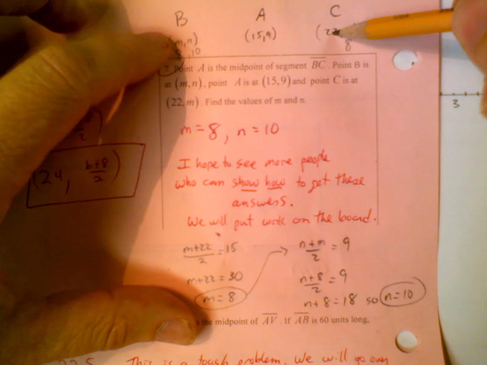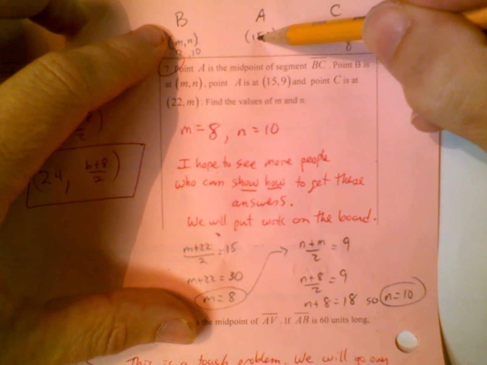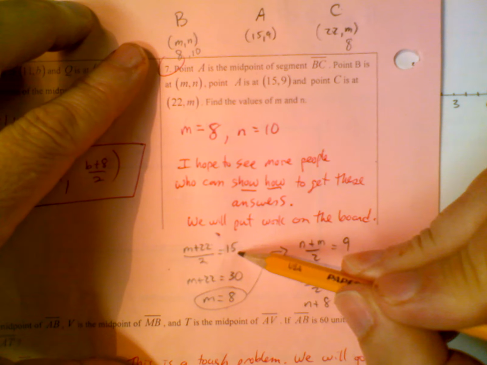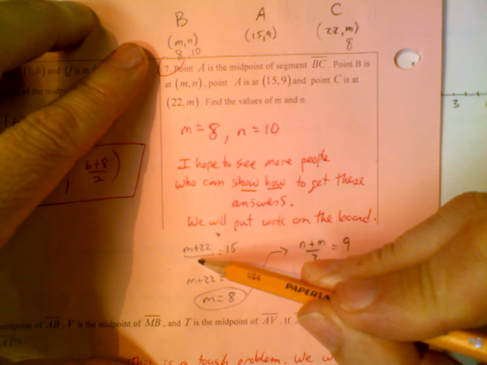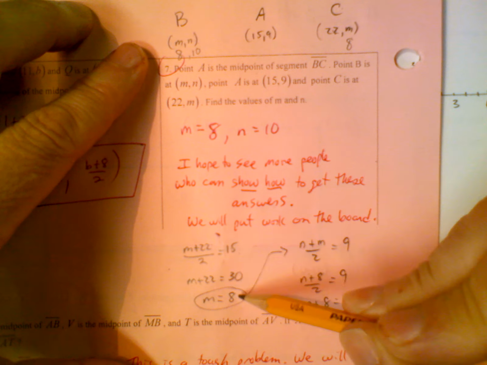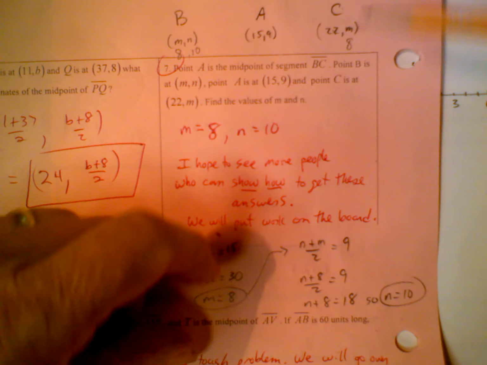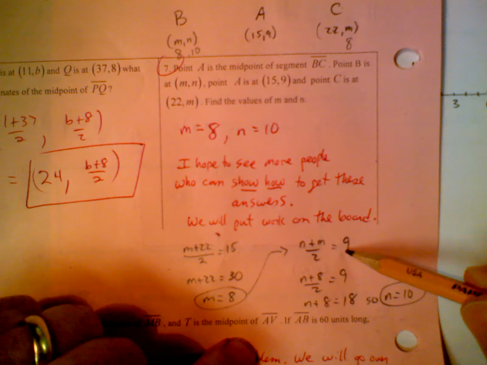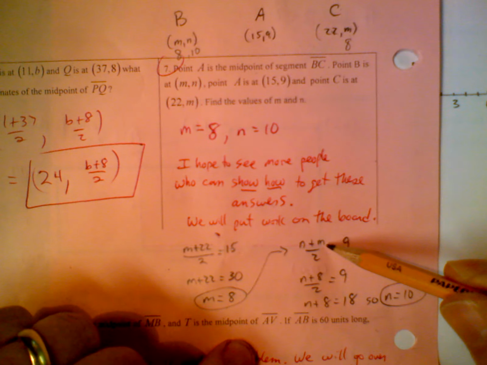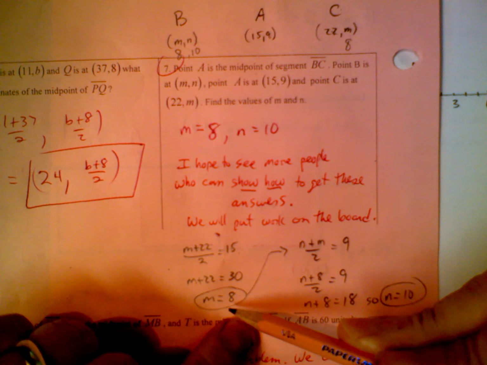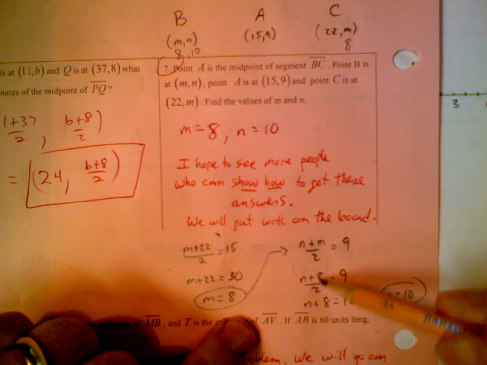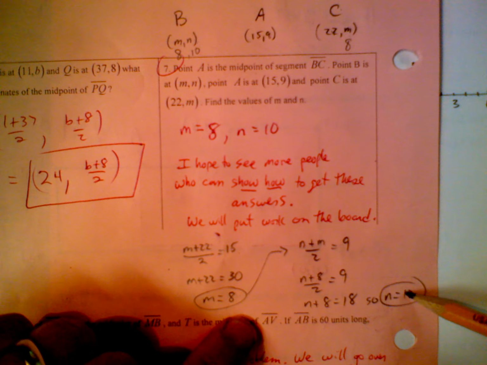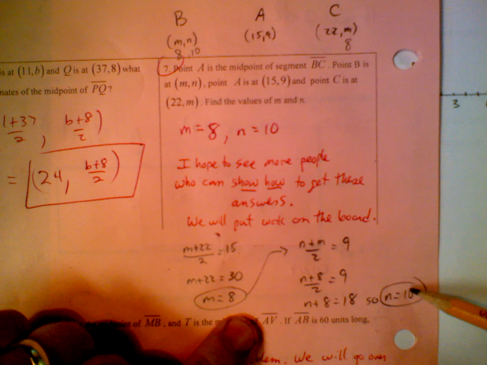Average the M and the 22, and that should be equal to 15. Here's that equation right there. Averaging the M and the 22 comes out to 15. Very easy equation to solve. Averaging the two y coordinates, the n and the m, should come out to be 9. Here's that equation, which I can't solve until I've solved this equation. And then I can plug 8 in for that m and finish it. Very straightforward and easy. Okay.